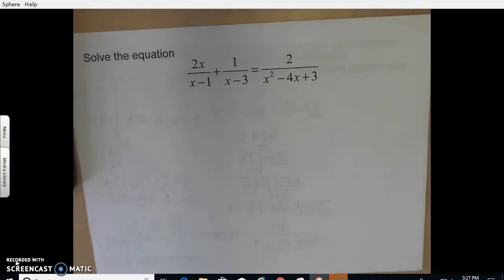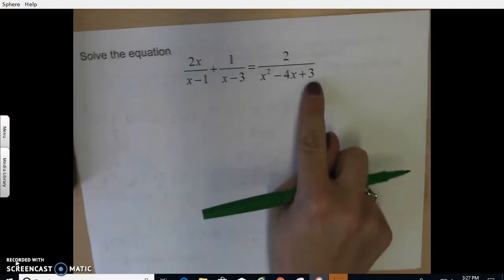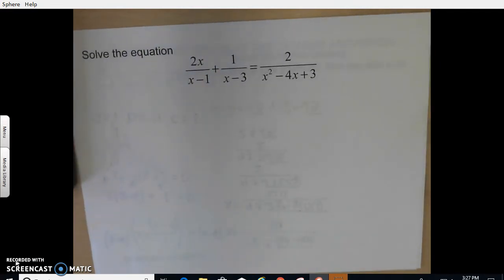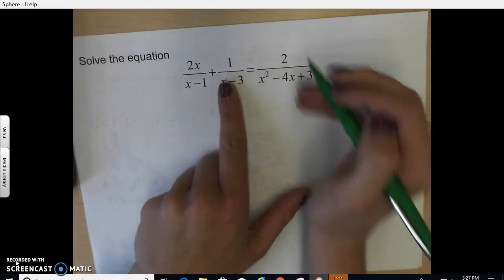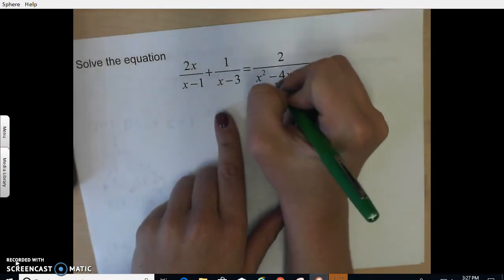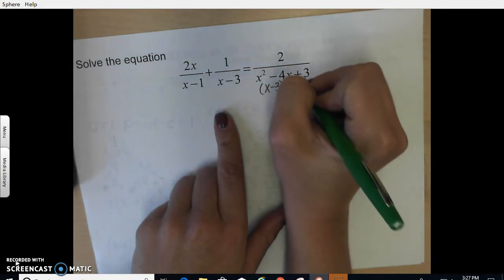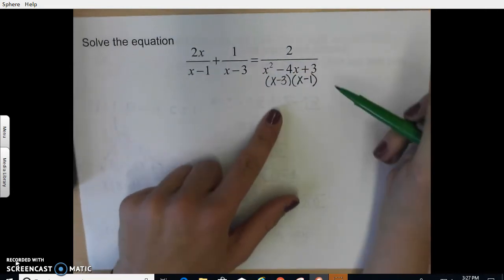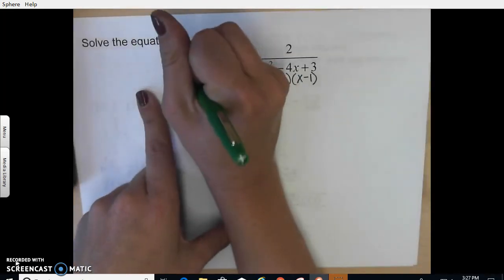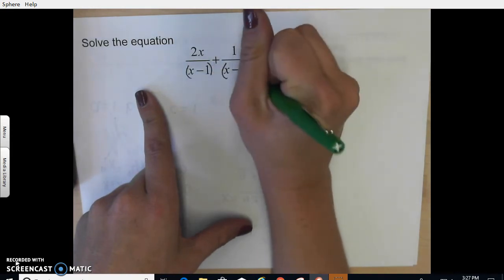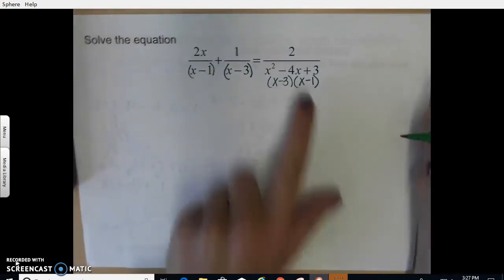In order to solve this type of equation, we need to factor. We have different denominators, so we need to figure out the most efficient thing we can multiply by in order to cancel all of our denominators. So we're first going to factor this: what multiplies to 3 and adds to negative 4? It is x minus 3 times x minus 1. So now I can see that I have an x minus 1, an x minus 3, and then an x minus 3 and an x minus 1.